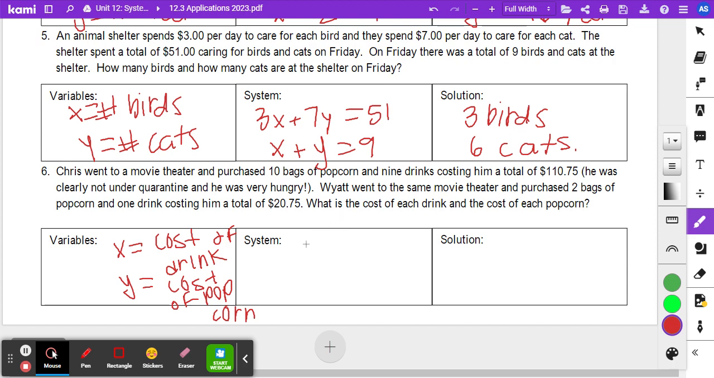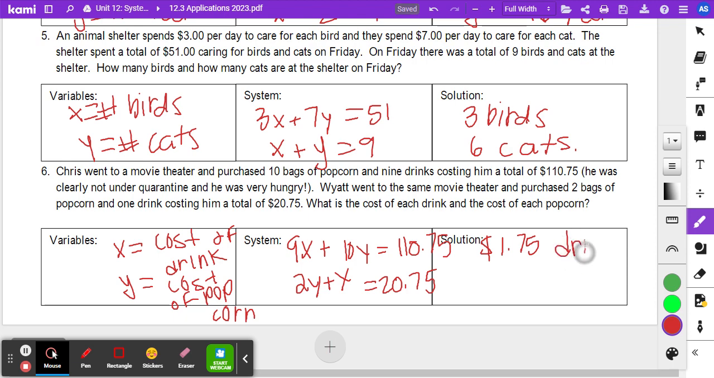So for Chris, it is going to be 9x plus 10y equals 110.75. And then for Wyatt, it's going to be 2y plus x equals 20.75. When you plug this into Desmos to get your solution, you would get $1.75 per drink. That's the x coordinate. And then $9.50 for popcorn. That's the y coordinate.